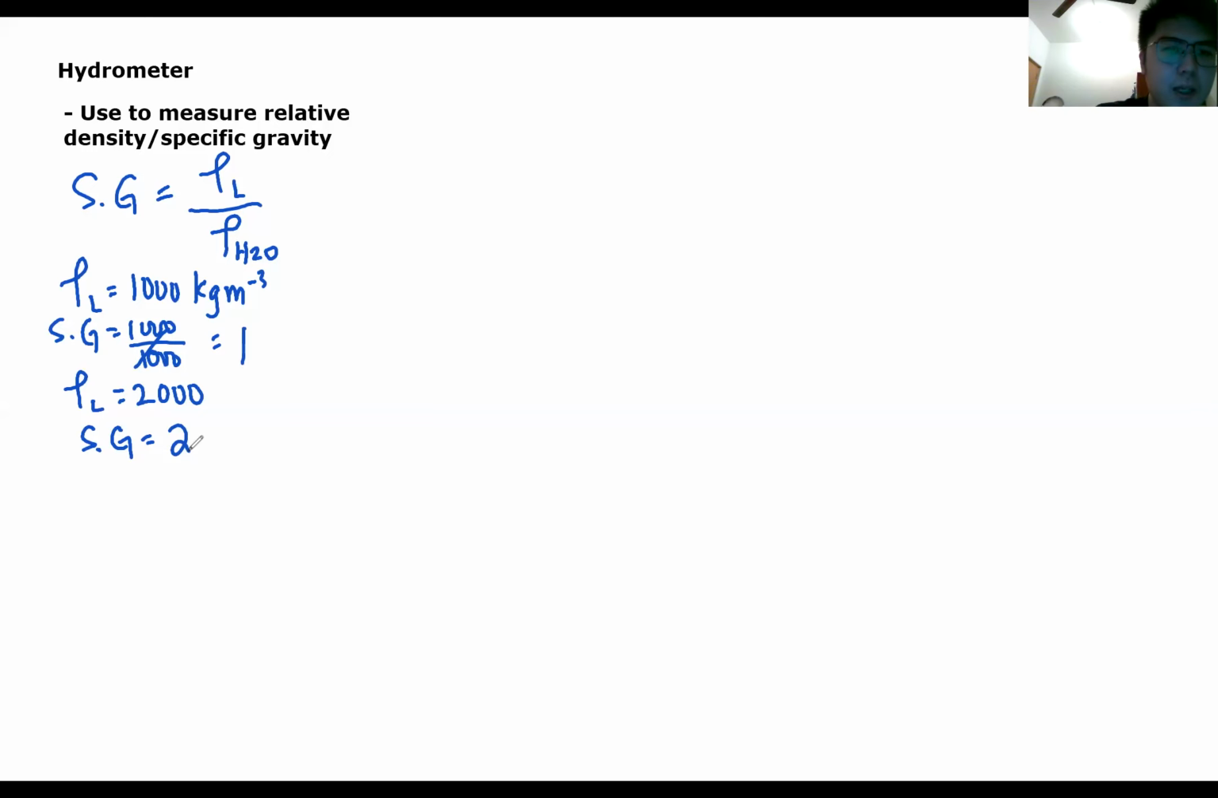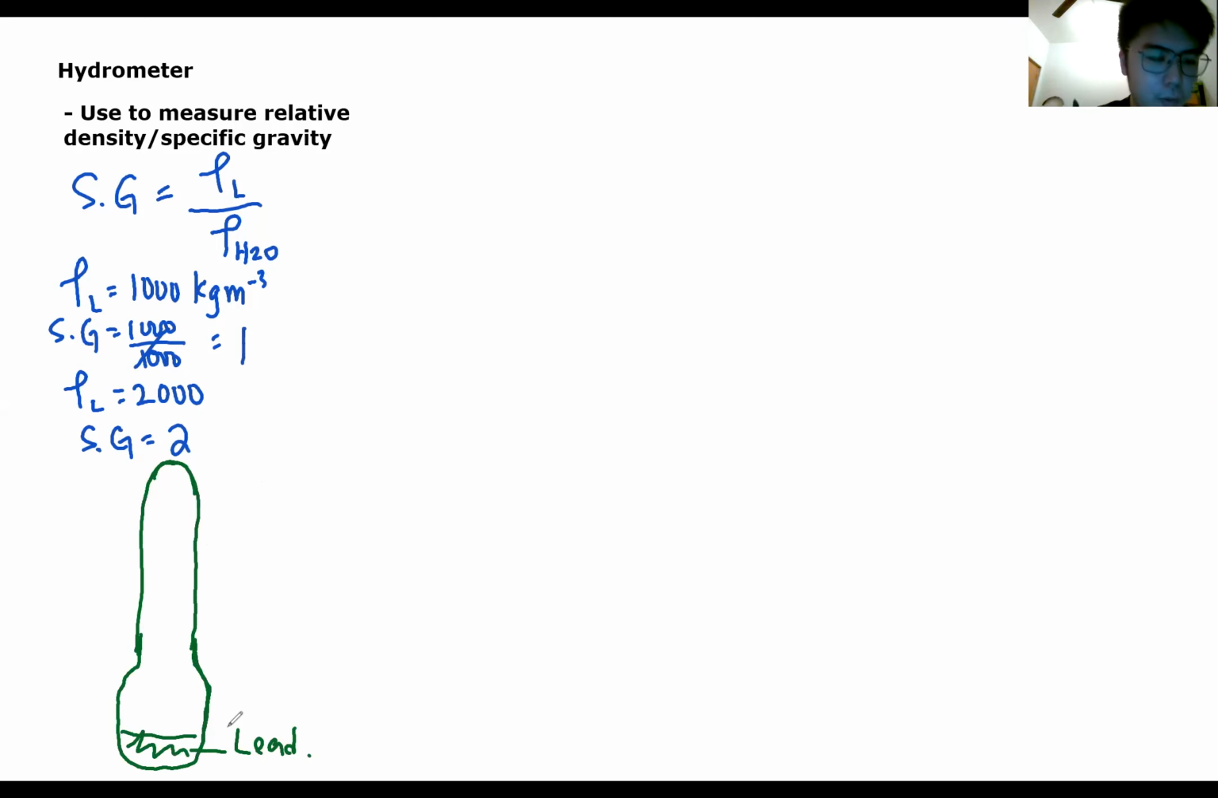Okay, now back to the hydrometer. It looks like this, I'll draw it out. Here you have a tube, and at the bottom you have a bigger tube, like this. If you look at the textbook, actually the top tube is very tiny. I just draw it bigger because I want to write the scale in it. At the bottom here you have lead, or any solution, just to keep it floating upright.